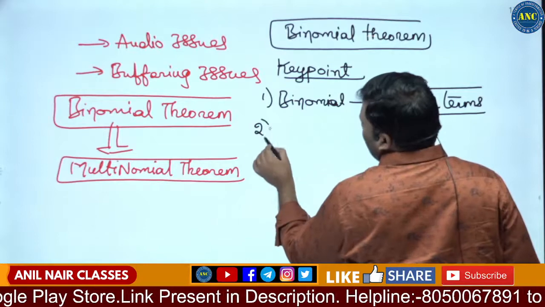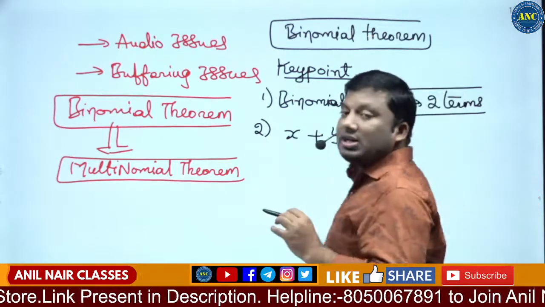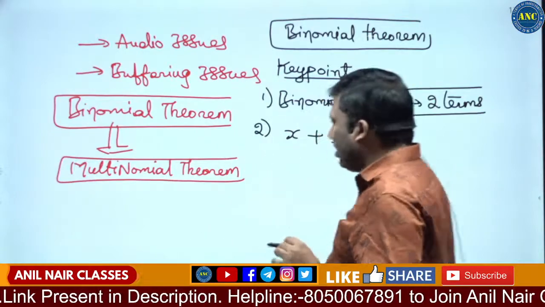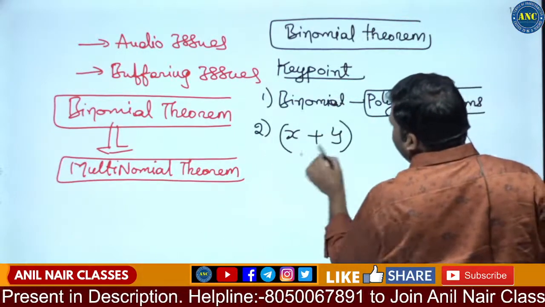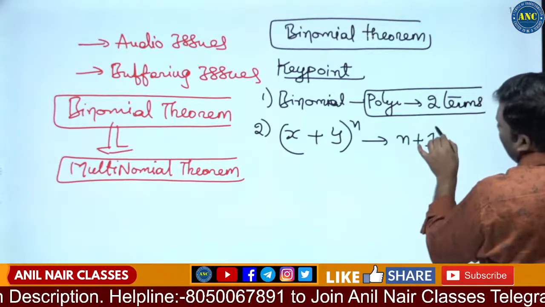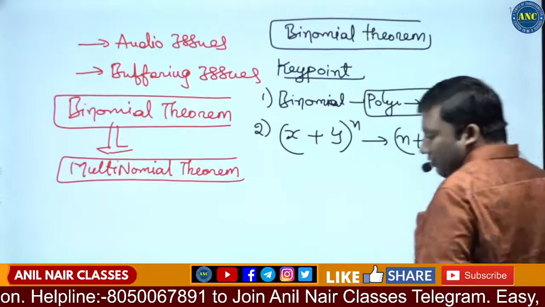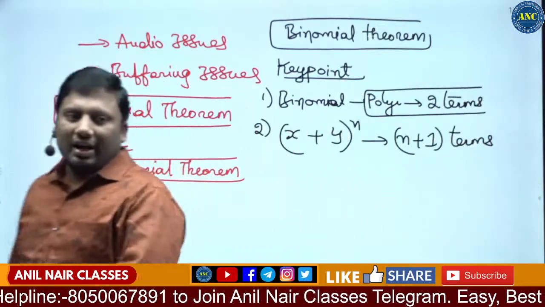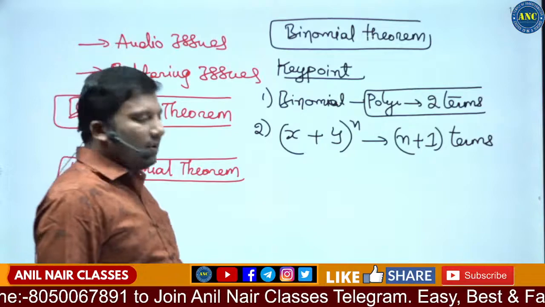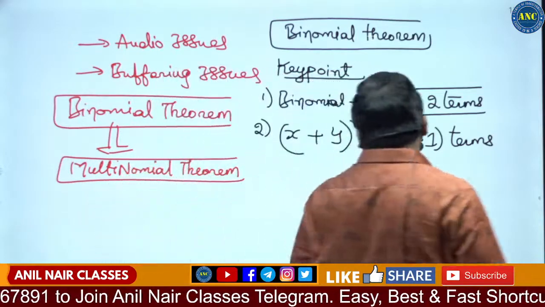Second important key point: x is one term, y is another term. So it is a polynomial with two terms. So (x plus y) power n: if it is whole square, I will have 3 terms. If it is whole cube, I will get 4 terms. If it is power n, I will get n plus 1 terms. (x plus y) power n will have n plus 1 terms.